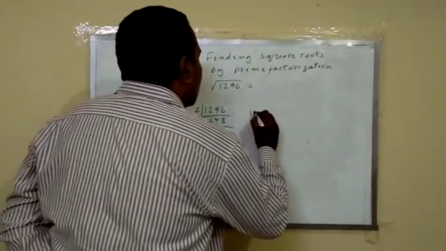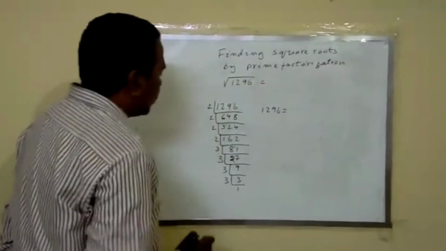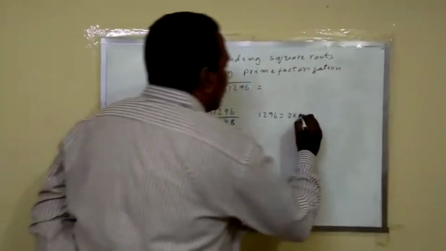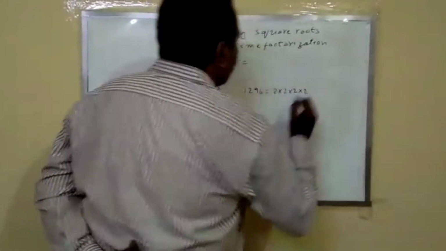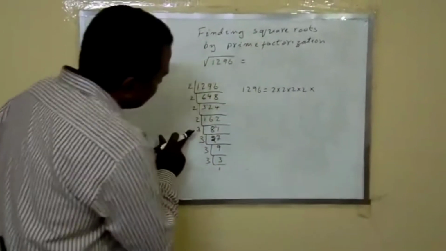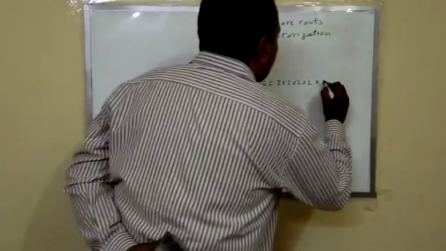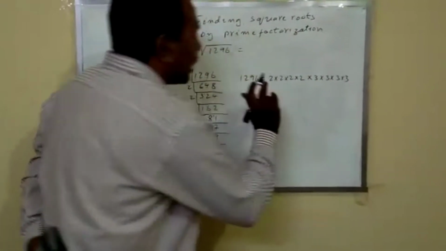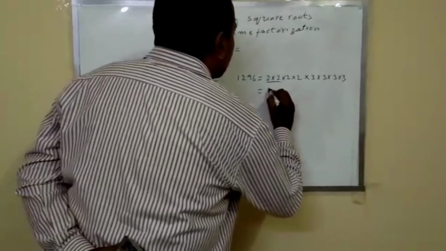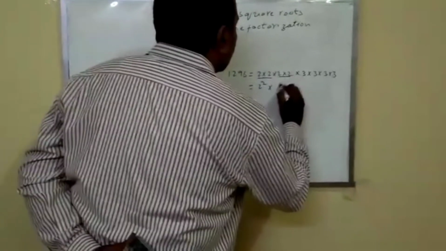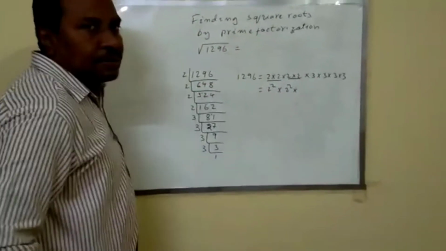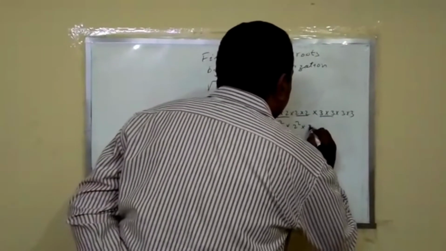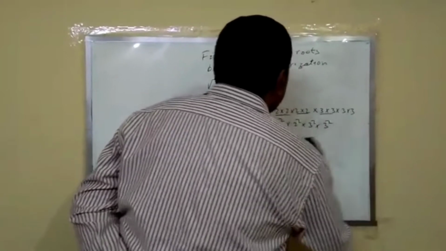So 1296 is equal to 2 into how many 2s? 1, 2, 3, 4. 2 into 2 into 2 into 2, into how many 3s? 1, 2, 3, 4. 3 into 3 into 3 into 3. Now write this in square form. 2 into 2 is 2 square, and this 2 into 2 is 2 square, because we are finding square roots. So you have to write in square form. And 3 into 3 is 3 square, and 3 into 3 is 3 square.